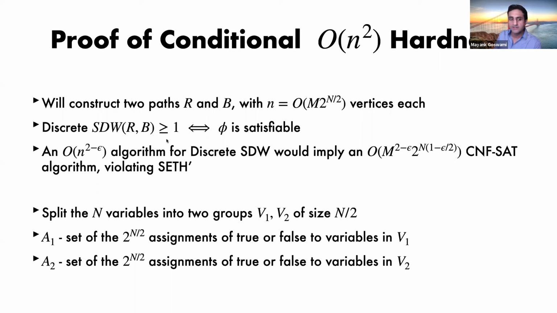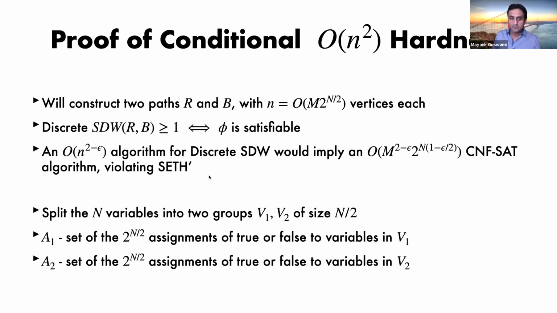And what that would imply is if you had a subquadratic time algorithm for the discrete social distancing width, then you see that this would be a sub-exponential algorithm for SAT. So it would violate the strong exponential time hypothesis. So that's how you get the conditional lower bound. So if you can construct two curves such that this property is true, that the agents are able to stay away if and only if the formula is satisfiable, then we are done.